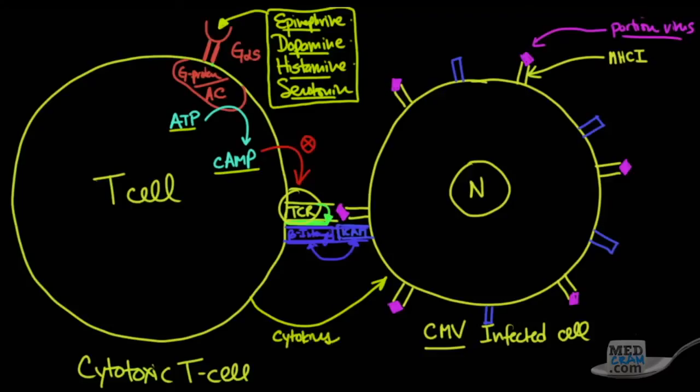So, is it possible that sleep could stop epinephrine, dopamine, histamine, and serotonin from binding this receptor and allow the beta integrin and the ICAM to bind tightly so that the immune response would be more robust?